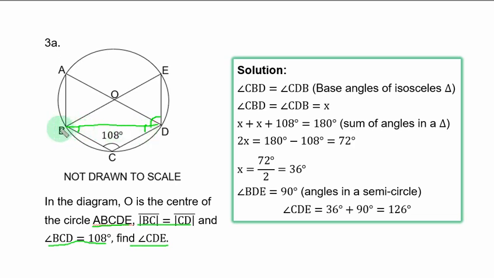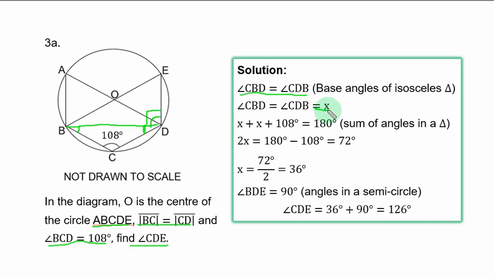Now if O is the center, it means that BE is a diameter. For that reason, this angle is 90 degrees. So all we just need is this angle. If you add both together, you have angle CDE. So we have angle CBD equal to angle CDB, base angles of an isosceles triangle. Let the two angles be equal to S.